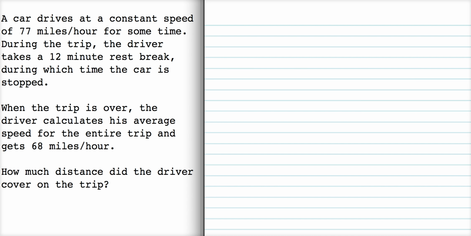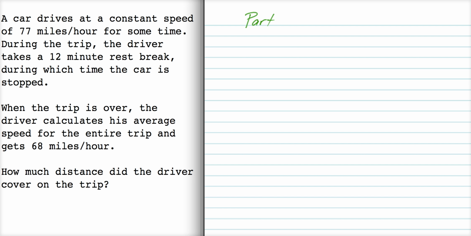Okay, for this average velocity problem, of course, if you haven't already attempted this problem, you should do that before you watch the video. I'm going to start by splitting this up into two parts. There's the first part where the driver drives at a constant speed of 77, and then the second part, which is the rest stop, and then we'll look at the total trip as well.